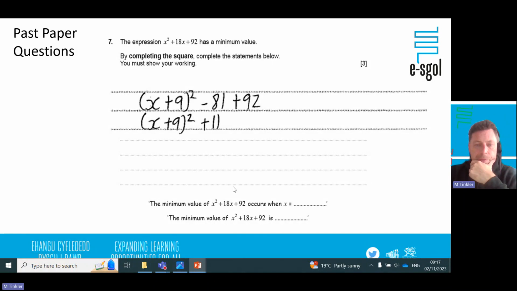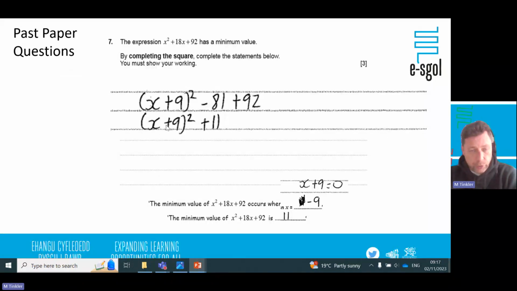So the minimum value of it occurs when x equals, is not 11. X plus 9 squared gives us that. That's why it's minus 9. The 11 comes from 11 there. Now, in some ways, you could say it's probably better the way it's written down here, because you work on the bracket first, and then you work on the constant second. So maybe that's why the question's written in that format.